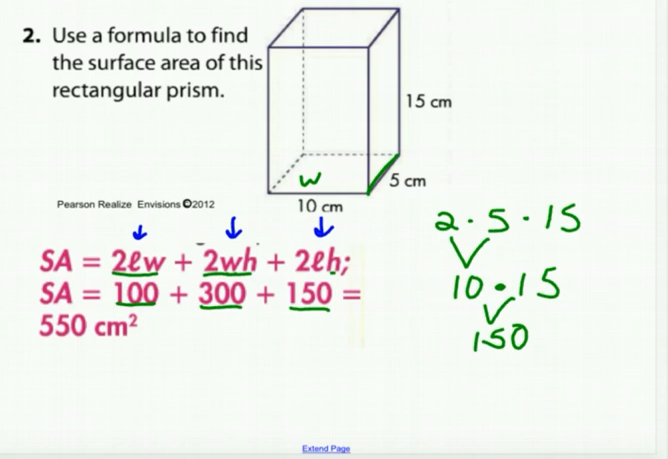Okay? So just know that when they're talking about the length times the width for that first part, they're talking about that measurement right there. Okay? Then when they're talking about the 300, the width times the height, they're talking about that measurement right there. And then when they're talking about the length times the height to get that measurement, you're talking about this area right there. Okay? That right there.